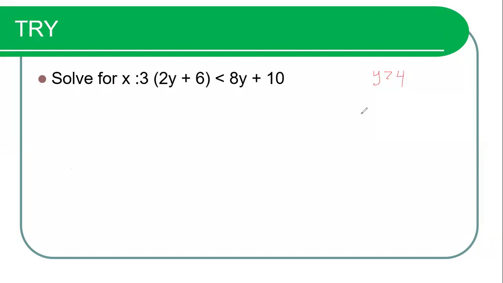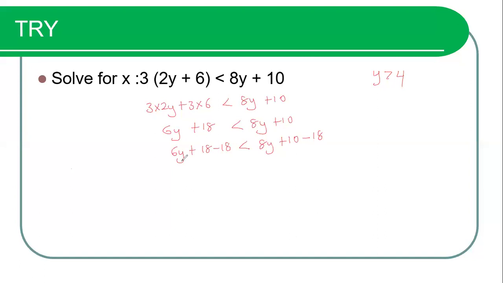Yes, teacher. Okay. Petrina, can you first give us the first steps you took? I first multiplied 3 by both 2y and 6 to give me 6y plus 18 less than 8y plus 10. Okay, good. Continue. Then I had 6y plus 18 minus 18 is less than 8y plus 10 minus 18, giving me 6y is less than 8y.